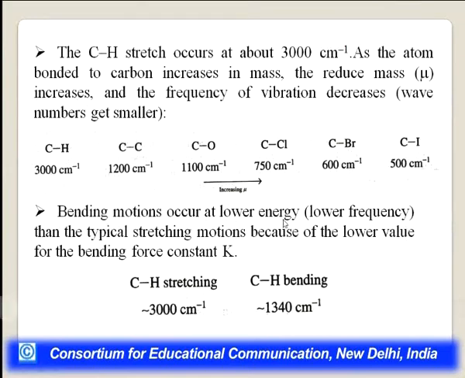Bending motions occur at lower energy, or we can say lower frequency. We can talk in any term, in energy term, in frequency term, we can talk about wave number also in the same manner. The typical stretching motions are higher because of the lower value for the bending force constant. So you can see here, if we talk about carbon hydrogen stretching, the value will be 3000 centimeter inverse, and when we talk about bending for the same carbon hydrogen bond, it will be 1340. So you can see the big difference between these two values.